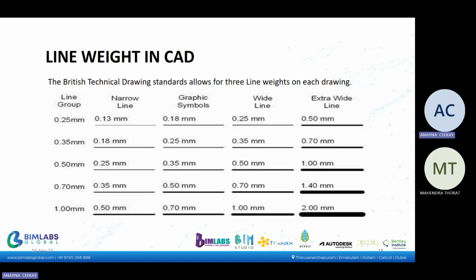Now let's talk about the next parameter, that is line weight in CAD. British Technical Drawing Standards allows for 3 line types on each drawing. So these are the standard line types given by the British Technical Drawing standards for CAD. If you're using a line group of 0.25 mm, that is the default line weight, narrow line 0.13 mm, and the graphic symbols 0.18 mm, wide line 0.25 mm, and extra wide line 0.50 mm. So these are the standard line weights you can give to your drawing.